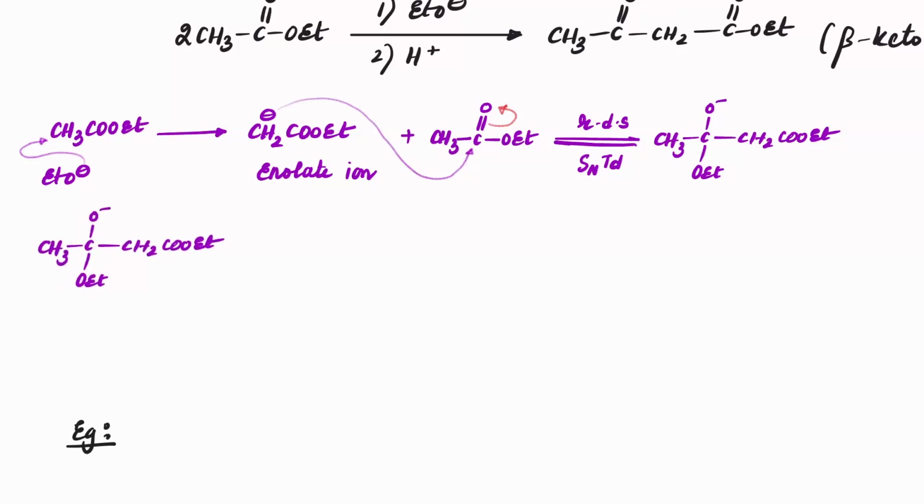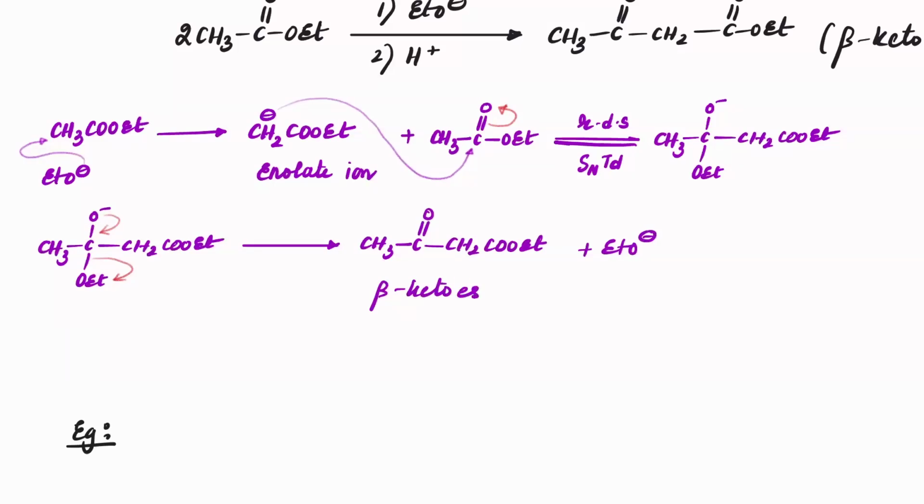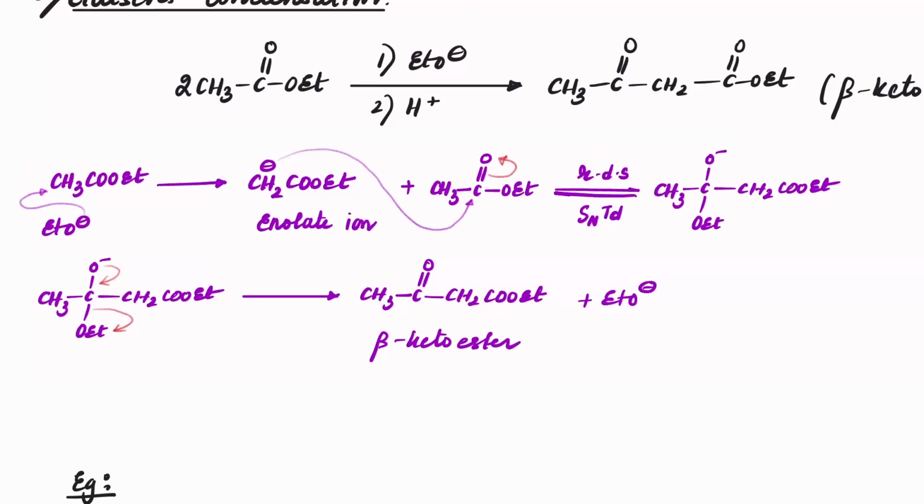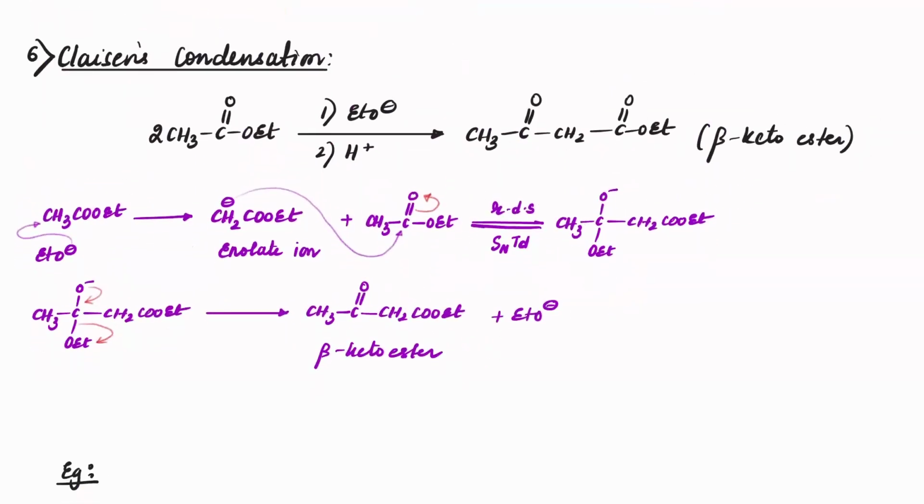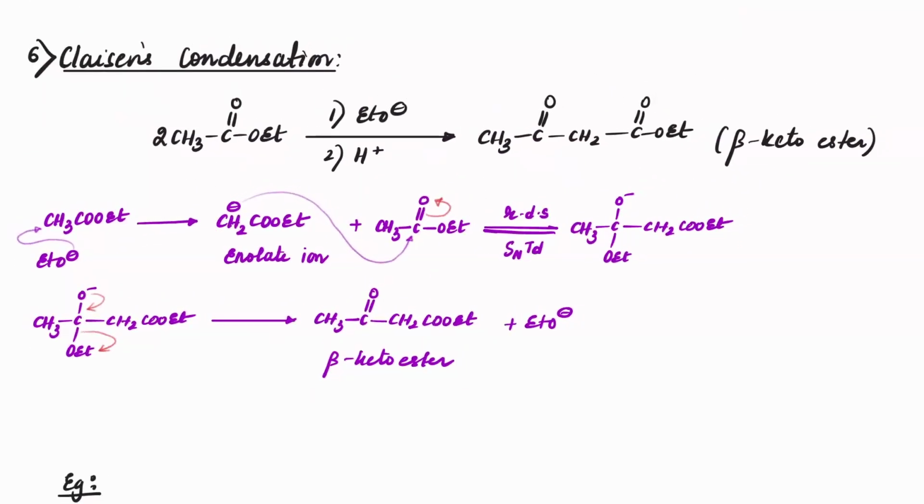Now, once you get this form, you can see this O minus will push down and remove this OEt from here. So as it leaves, we will get CH3 C double bond O CH2COOEt plus EtO minus. So what did we get here? This is a beta keto ester. This is how we get the beta keto ester form. All right. So please go through it quickly. Give me a minute's time.